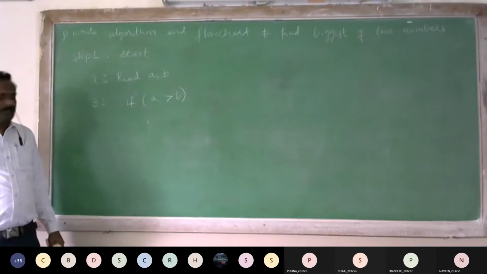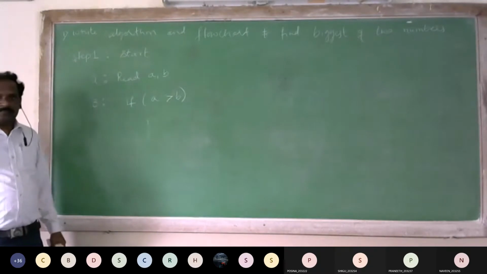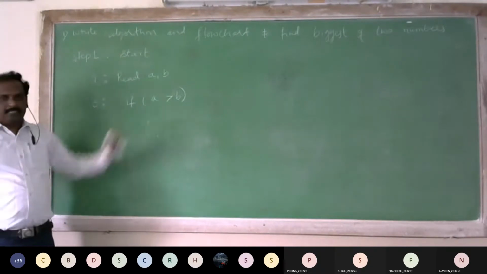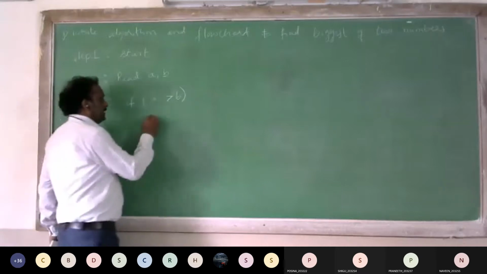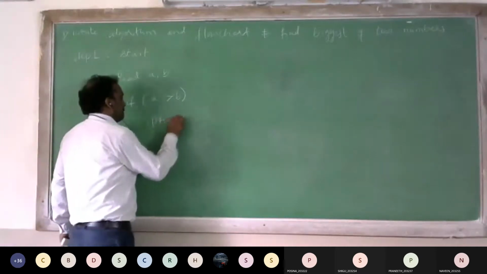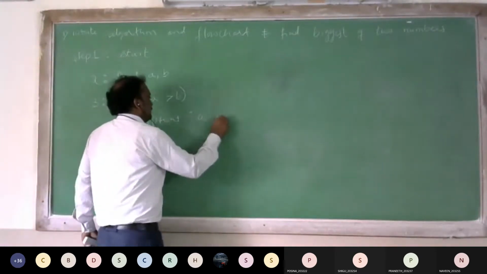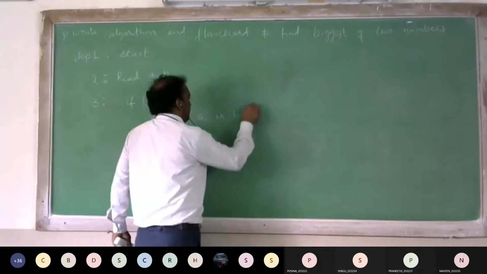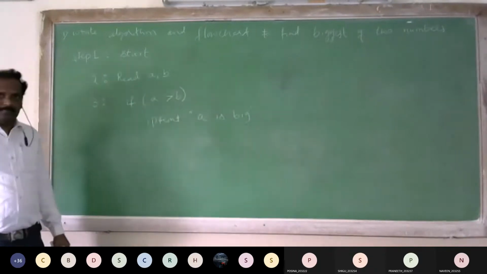If A is greater than B, then what is the output? A is the biggest number. So here you can write print A is big.